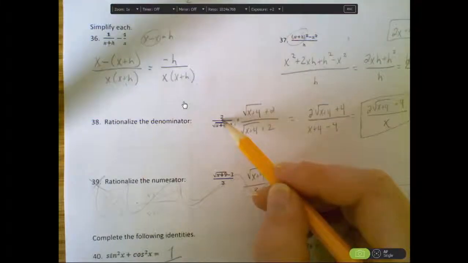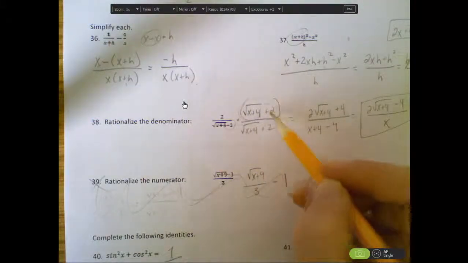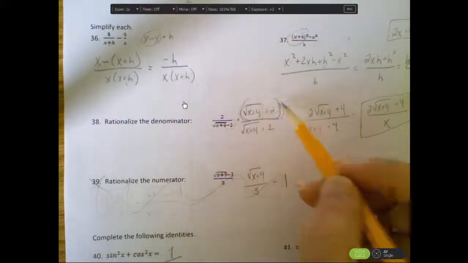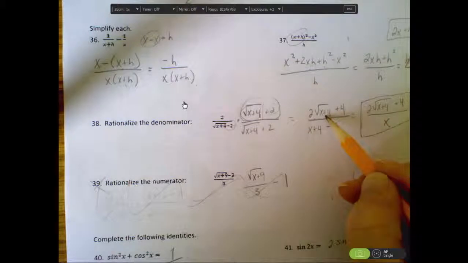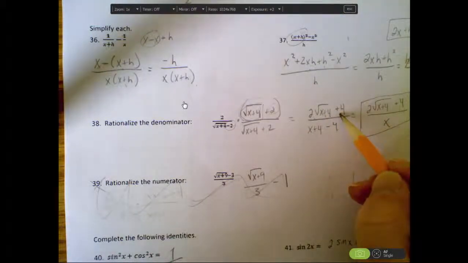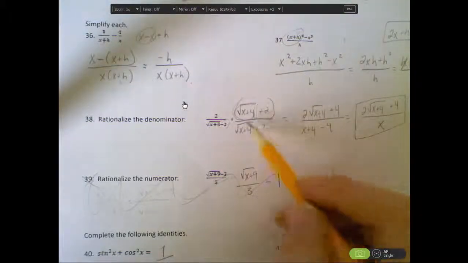When you multiply 2, this is a binomial. This is one term, this is another term. So you have to distribute the 2. So you multiply the 2 by the root x plus 4, and then you multiply the 2 by the 2. On the bottom, it's a binomial times a binomial.